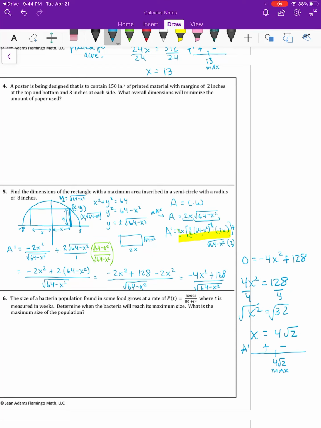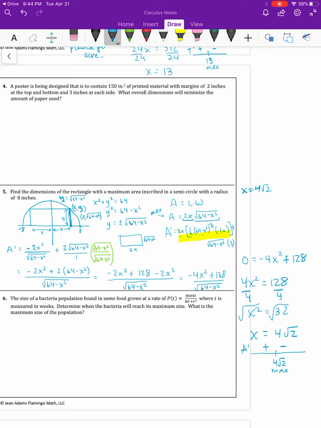You can just verify that 4 root 2 is a maximum by looking at something that's less than 4 root 2, putting that in, and you should get a positive. And if you put in something greater, you get a negative. This is a maximum. And that means that you need to go 4 root 2 over here, and then up the square root of 64 minus 4 root 2 squared.